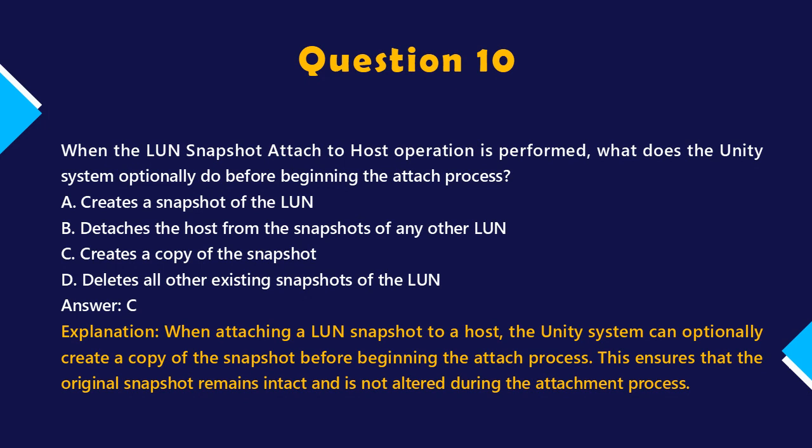Question 10. When the LUN snapshot attach to host operation is performed, what does the Unity system optionally do before beginning the attach process? A. Creates a snapshot of the LUN. B. Detaches the host from the snapshots of any other LUN. C. Creates a copy of the snapshot. D. Deletes all other existing snapshots of the LUN.